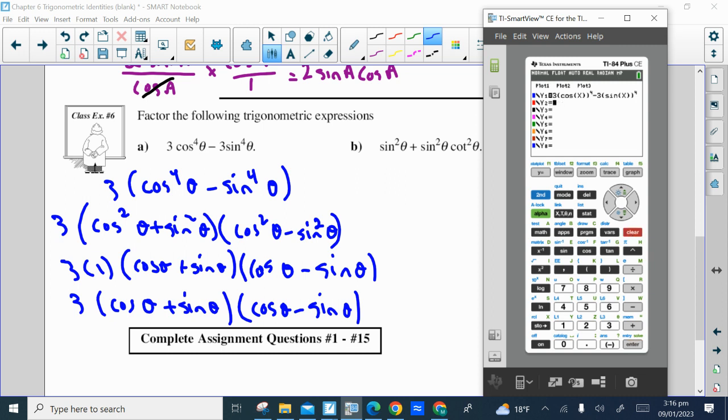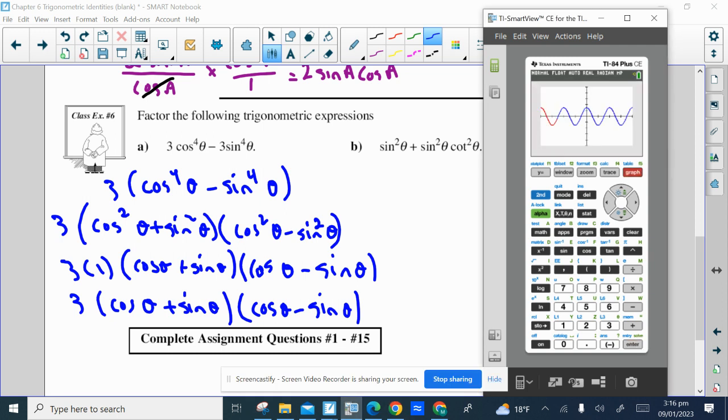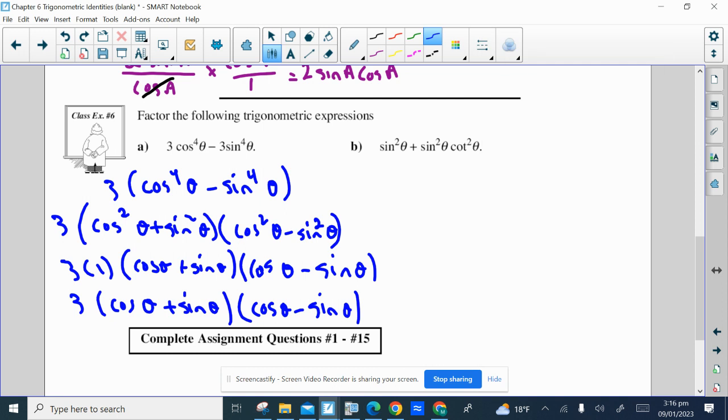And that should equal 3 bracket cos theta plus sine theta. And then inside the other bracket, cos theta or cos x minus sine x. Right, so these graphs should be the same. And they are. So this just shows that our simplified expression is equivalent to what we started with.